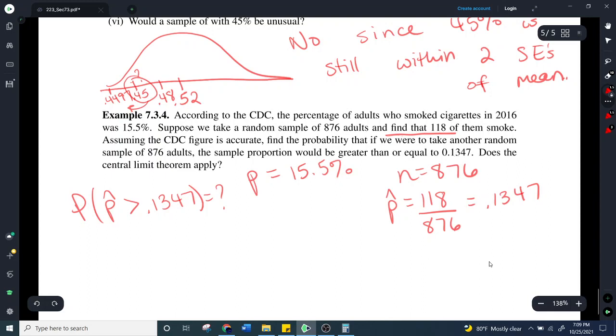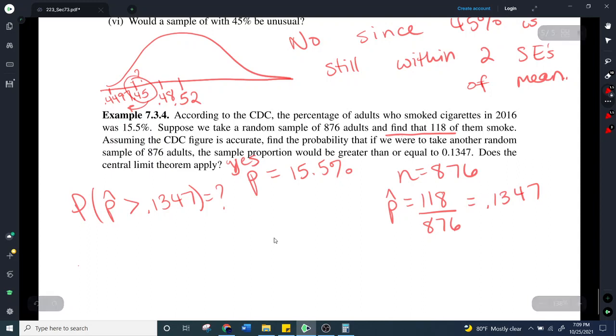So let's do a few things here. Does the central limit theorem apply? I'm going to skip the check for now. It does apply. Certainly 876 is large enough. Certainly the population of all adults in the United States is large enough. And it was a random sample. So yes, the central limit theorem applies. So no problem there.